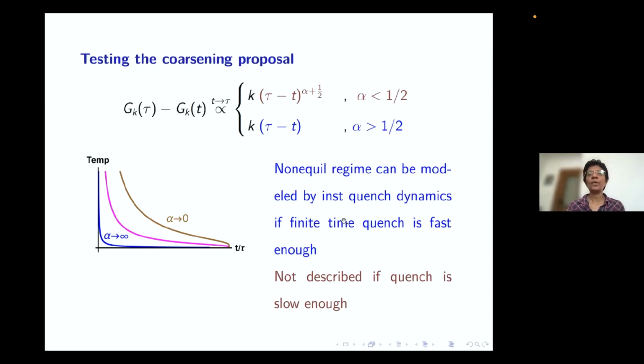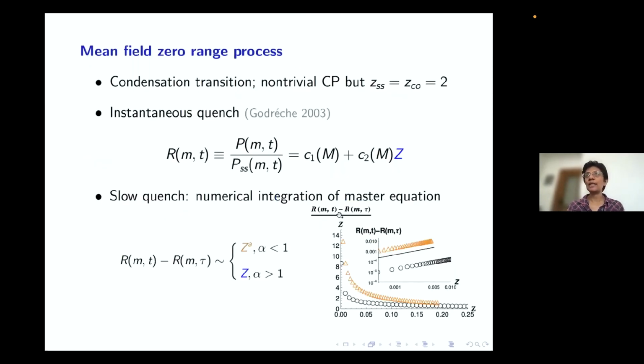Yeah, thank you. Okay, so just to be sure that it's not some one-off thing, we also studied a mean field zero range process. And Mr. Ansel has already told you in the morning that it has a condensation transition, a non-trivial critical point, but unfortunately, these 2 experiments happen to be equal in this model as well. But we looked at an analogous quantity here in this zero range process as well.